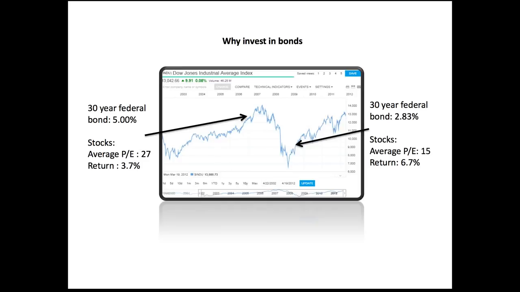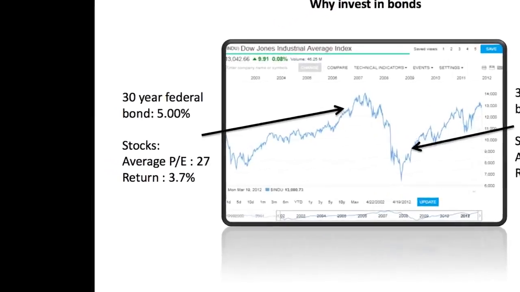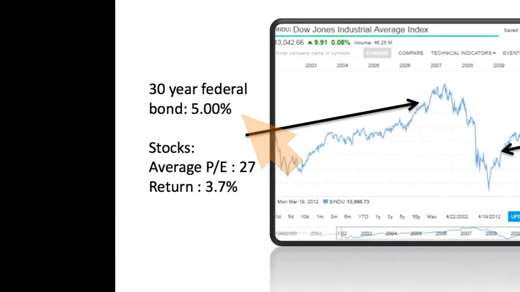What I've got here is the Dow Jones Industrial Average through our last market crash in 2008, and you can see the timeline above there. What I did is I looked up what the 30-year federal bond rate was at the beginning of 2007, and that bond rate was around 5%. Then I also looked at the price to earnings ratio. If you've gone through the first unit, you will understand what that is, and if you don't, I recommend that you go back and watch that first unit before you jump to the second unit, because this will make a whole lot more sense. During that same time, at the beginning of 2007, the average price to earnings ratio on the Dow Jones was 27.